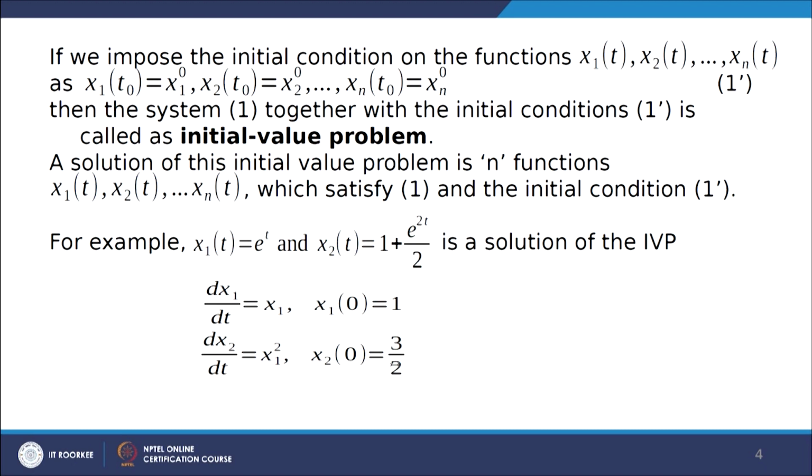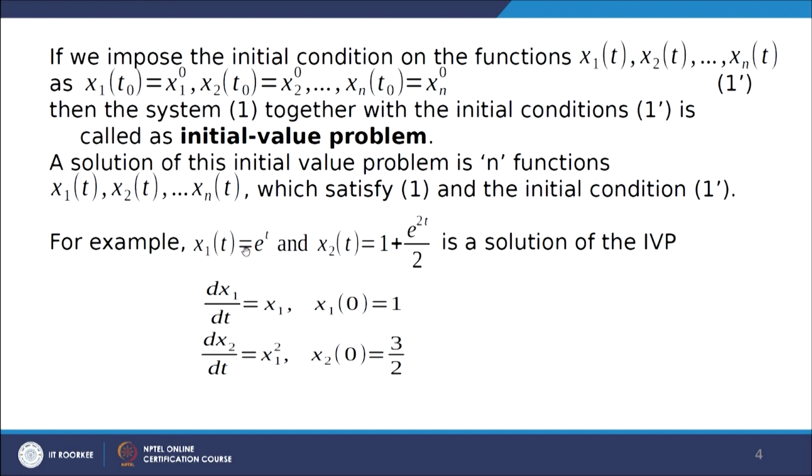Now, we have to show that x1(t) equal to e to the power t and x2(t) equal to (1 plus e to the power 2t) by 2 is a solution of this initial value problem. So, first we have to show that they satisfy the system of differential equations, and then we have also to show that they satisfy the initial conditions x1(0) equal to 1, x2(0) equal to 3 by 2.